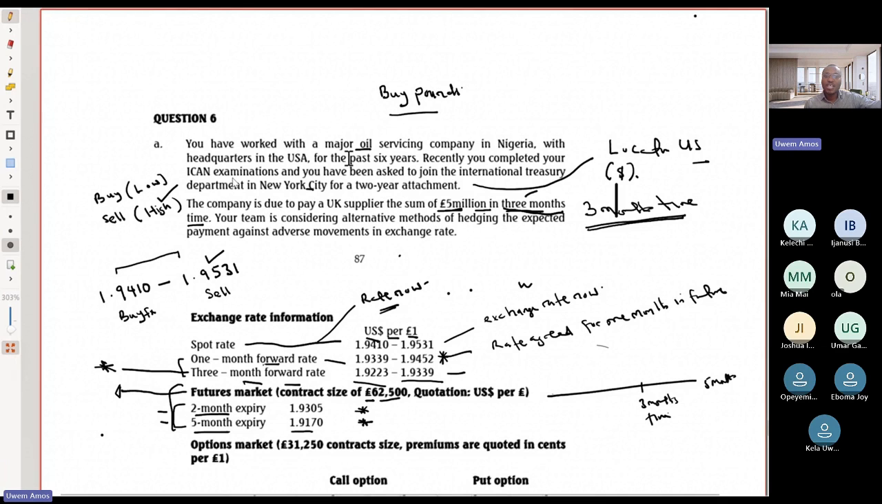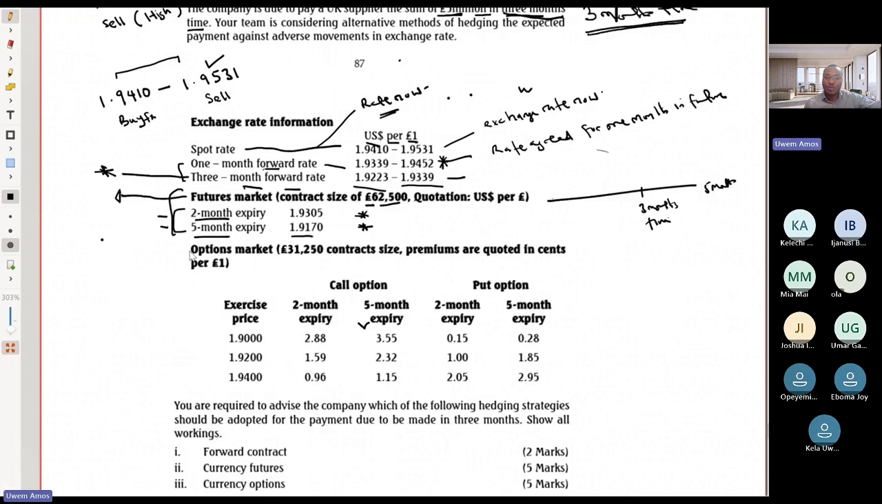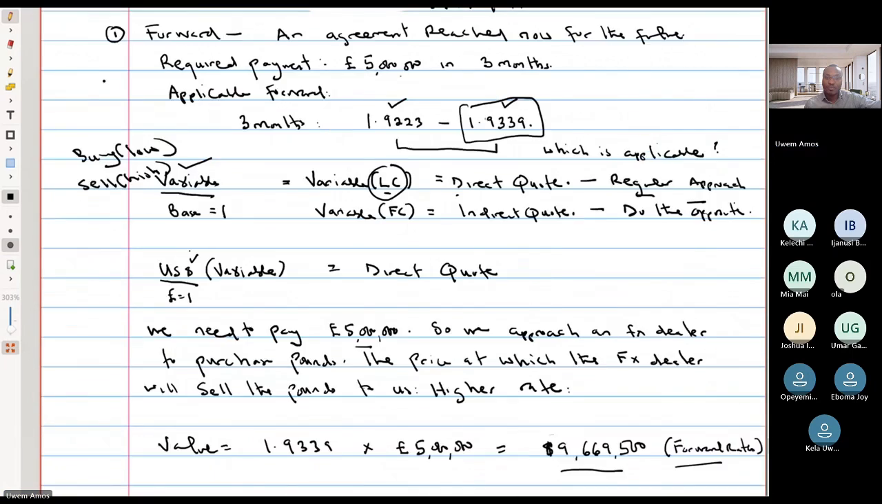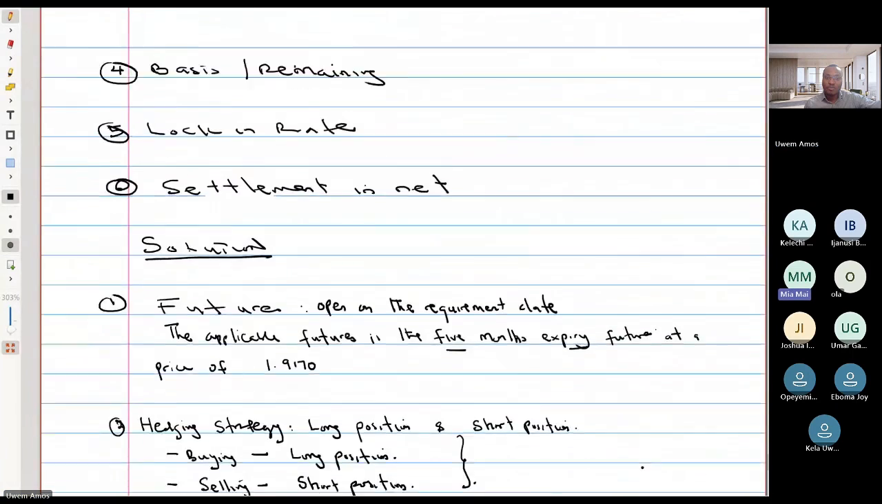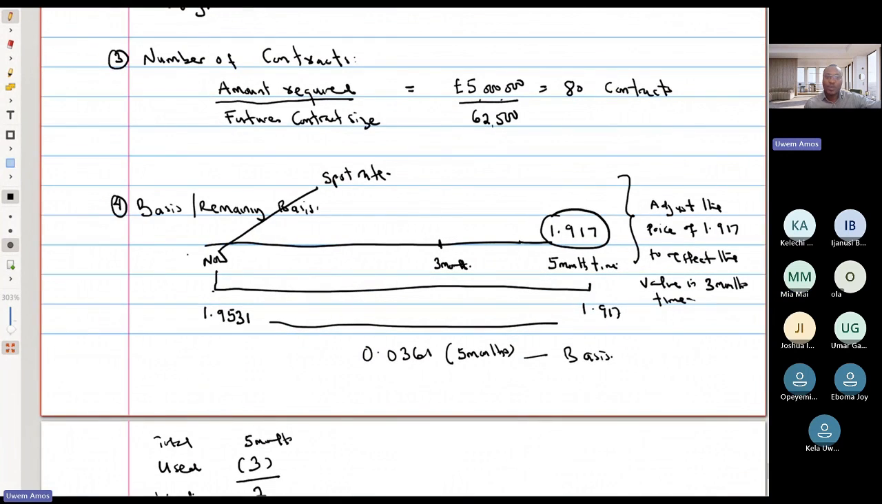So if I am an oil servicing firm in the US and I need to pay somebody 5 million pounds, pound is not my currency, the US dollar is my currency. So I need to buy pounds. And if I need to buy pounds, based on our previous explanation, the FX dealer will sell it to me at the higher rate. So between these two, what is applicable for our calculation is 1.9531. So we bring that here as our spot rate now.